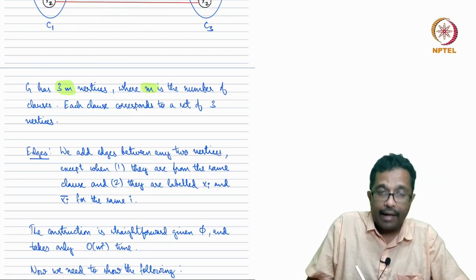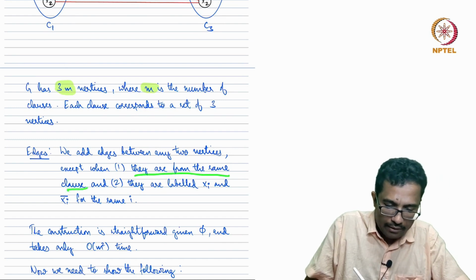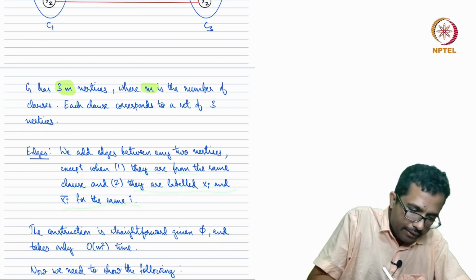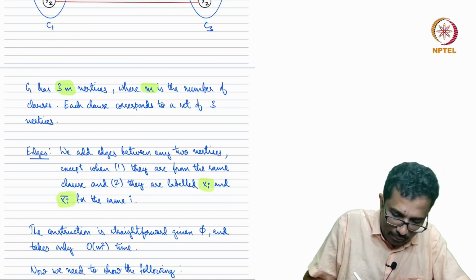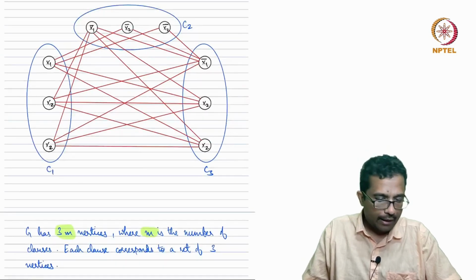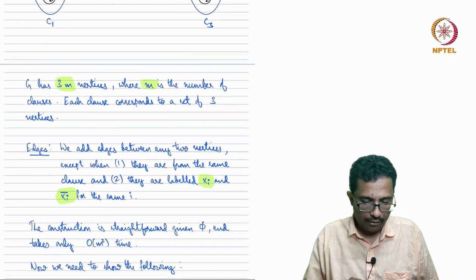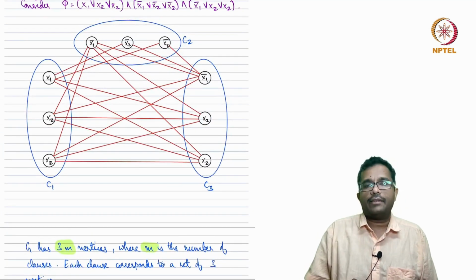This is the same thing that I said here. We add edges between any 2 vertices except when they are from the same clause, or when they are labeled xi and xi complement for the same i. Everything else is here; you can just have a look. It should be evident that the construction is straightforward.